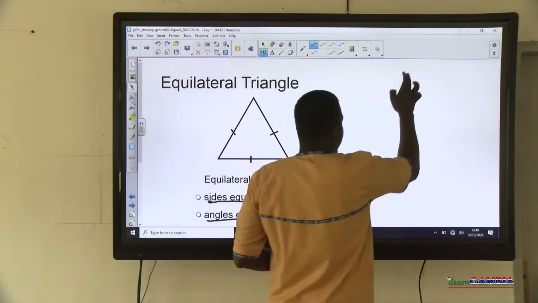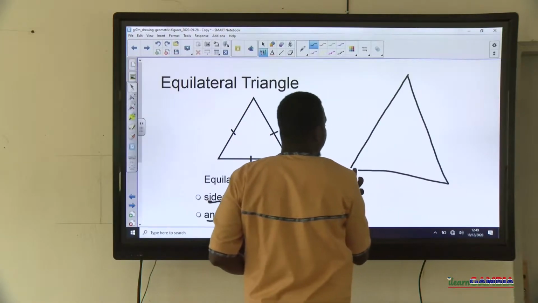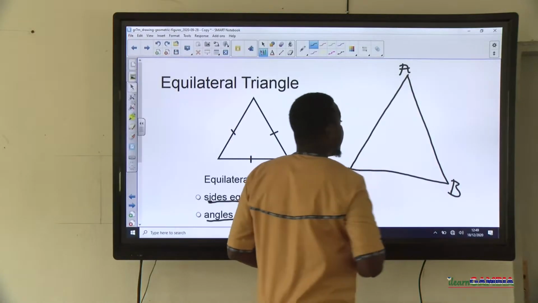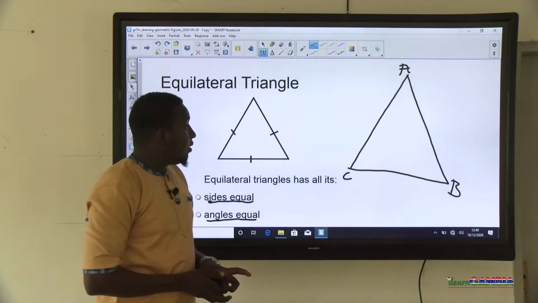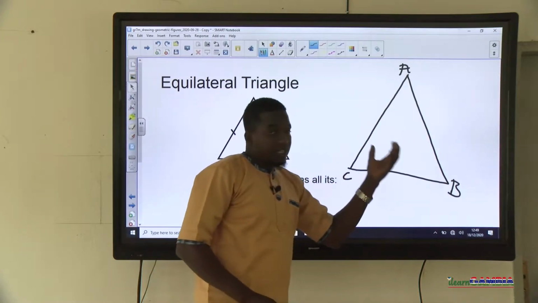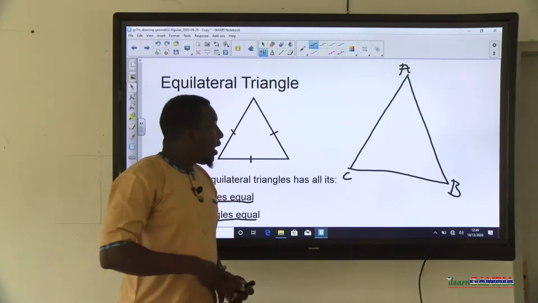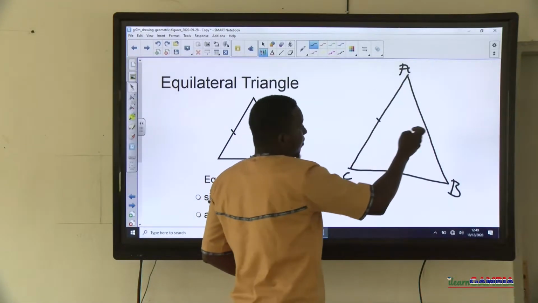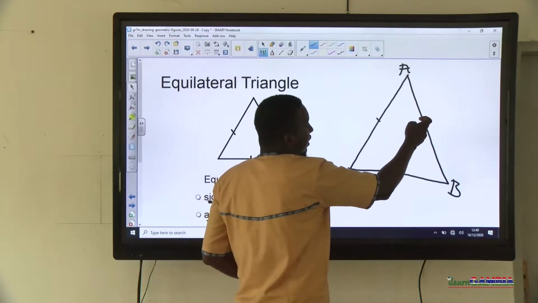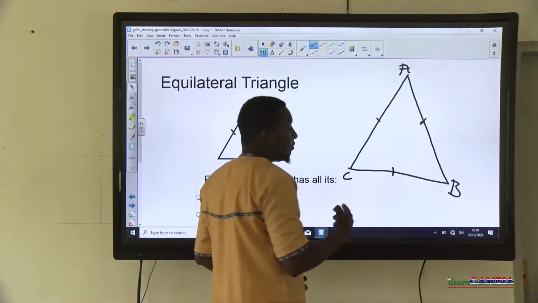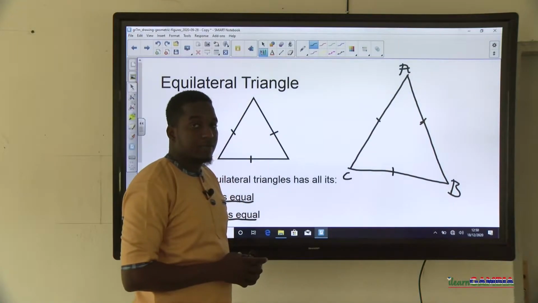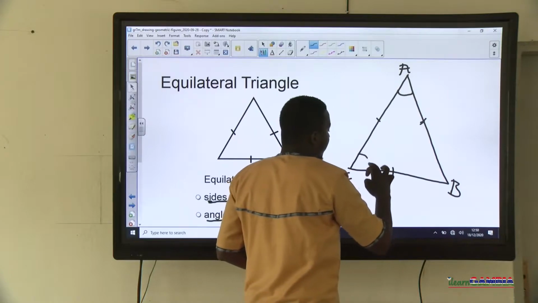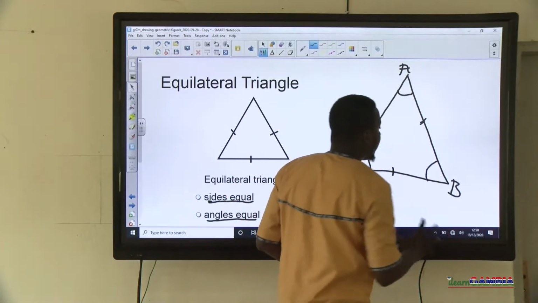Let me give you a classical example here. Let's say we have a triangle ABC. We know that the points A, B, C form this triangle. Another piece of information we are given is that line CA is equal to line AB, which is also equal to line BC. Then angle A, angle C, and angle B must also be the same.